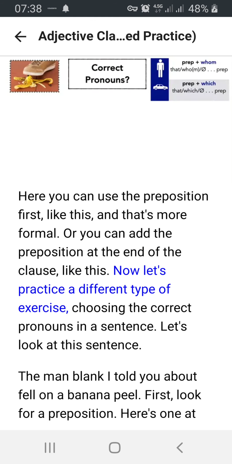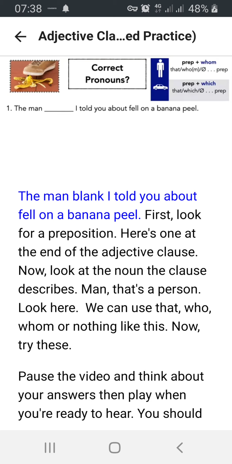Now let's practice a different type of exercise, choosing the correct pronouns in a sentence. Let's look at this sentence. The man blank I told you about fell on a banana peel. First, look for a preposition. Here's one at the end of the adjective clause. Now, look at the noun the clause describes. Man, that's a person. Look here. We can use that, who, whom, or nothing, like this.